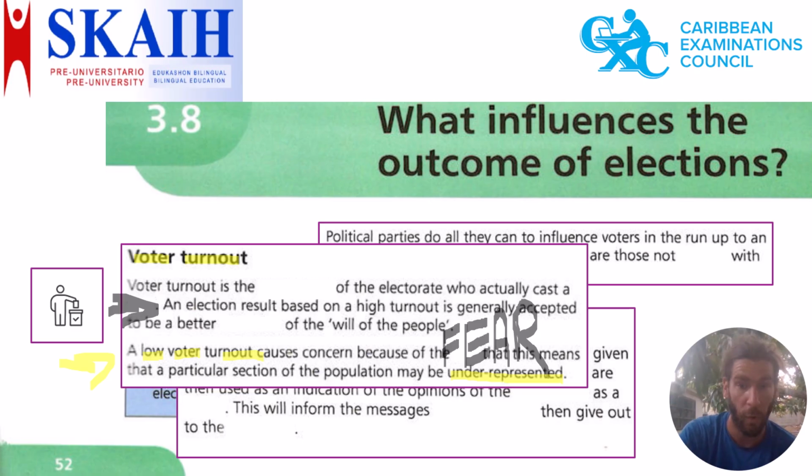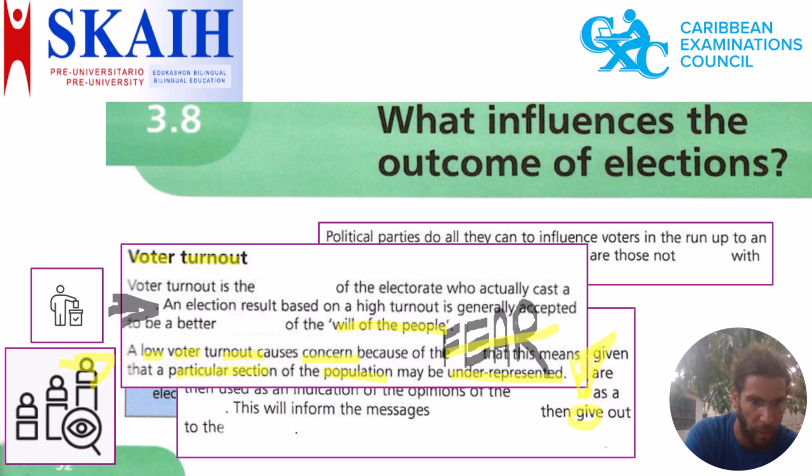So the bigger the voter turnout, the more people have voted, the better the will of the people is expressed, is represented. And a low voter turnout causes concern. People worry about it because of the fear that this means that a particular section of the population may be underrepresented. There is then an underrepresentation of this part of the population.